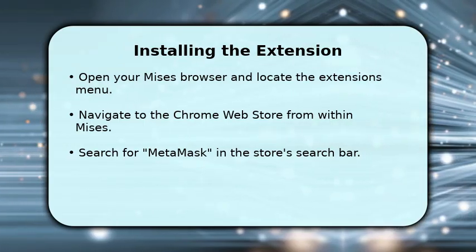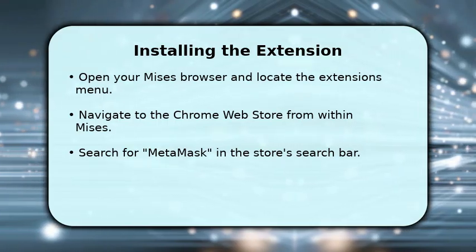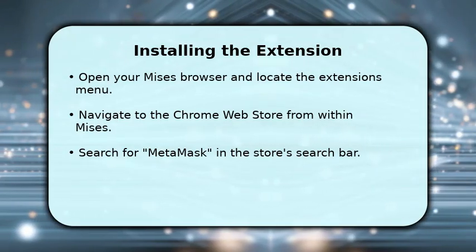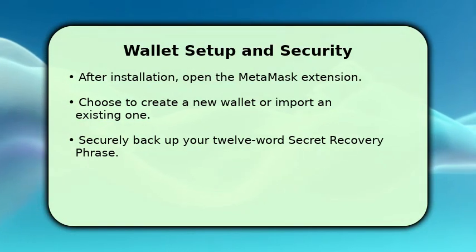Once in the store, use the search bar to find MetaMask. Ensure you select the official extension, then click Add to Chrome to initiate the installation process. Once MetaMask is installed, open the extension from your browser's toolbar.